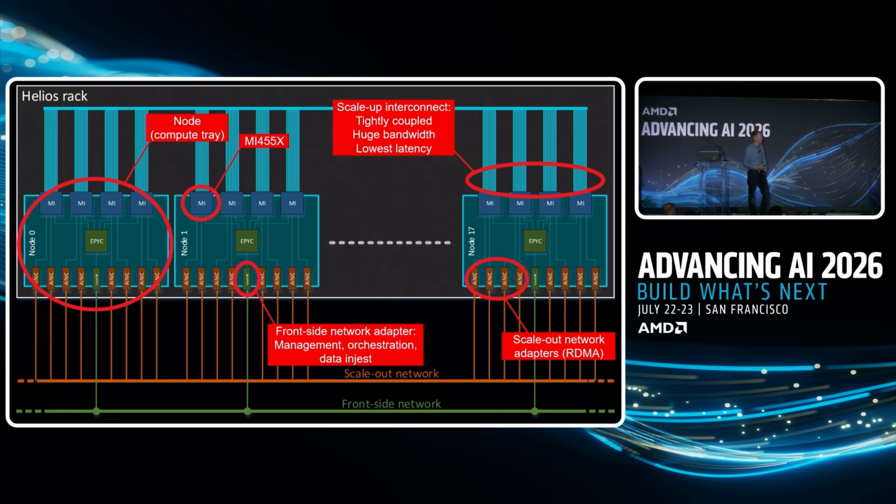Today we're talking about the scale-up interconnect. Now, the scale-up interconnect is a relatively new thing. It's a very high performance network, very tightly coupled, huge amounts of bandwidth, very low latency, and it allows multiple GPUs to work together very closely to give huge amounts of efficiency on these big jobs.